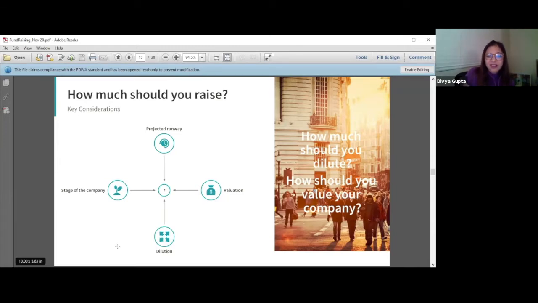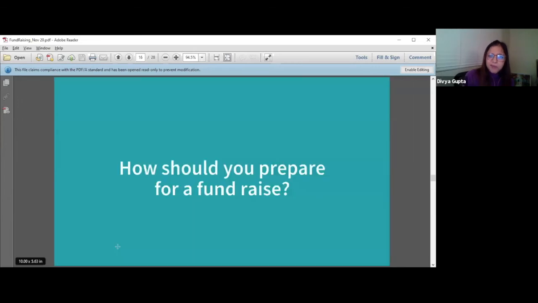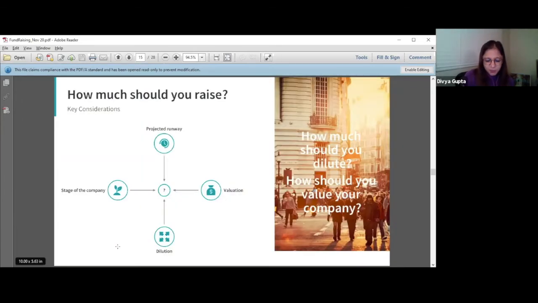Next is valuation and dilution. So what kind of valuation are you getting and how much do you want to dilute? A lot of times that decides the amount of capital you can raise. Again, these are very rough guidelines, but these are some areas you can consider when you are looking at how much you should raise. But here, just a quick thought on valuation. When you are discussing valuation with your potential investors, there are two things to keep in mind. One, what happens if the valuation is too high, and what happens if the valuation is too low?